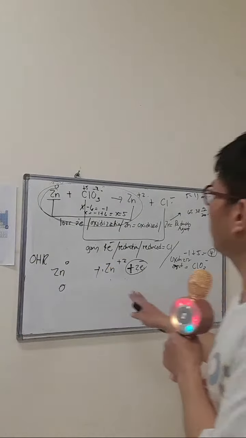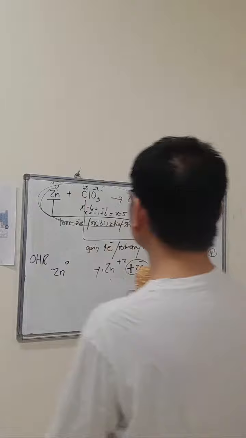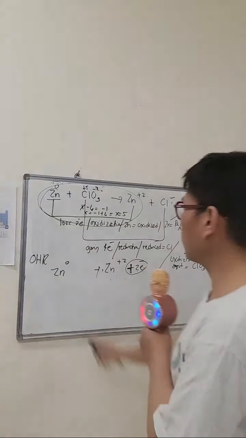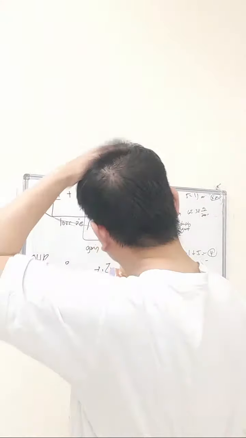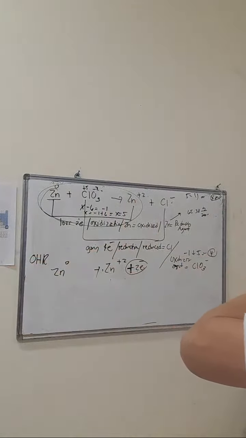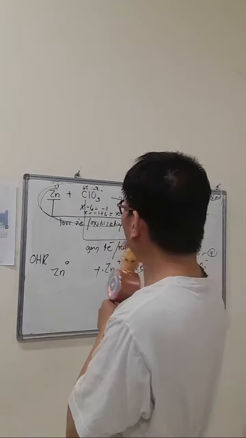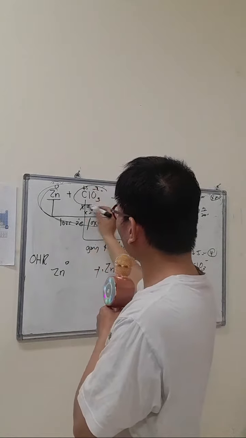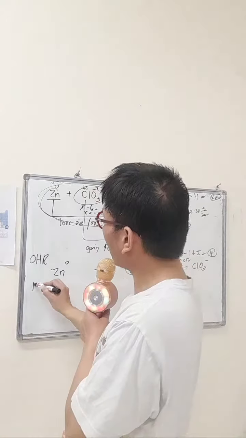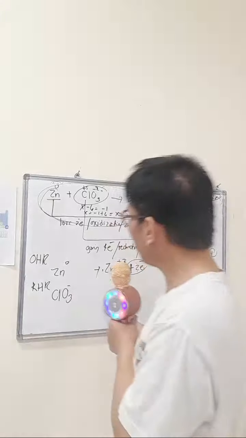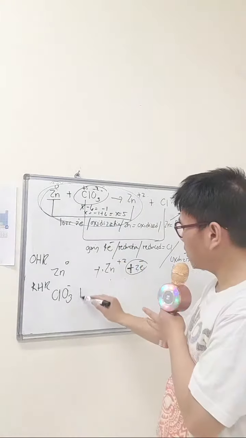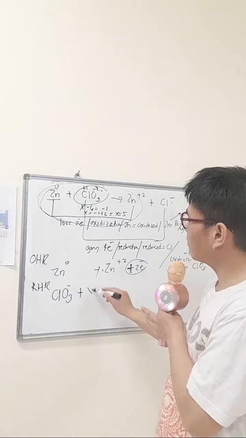You got the point? So that's the oxidation. Balance the zinc atoms. So balanced already. Now we go to the reduction, meaning the gain of electrons. When we gain electrons, of course, we need to add them to that element, or polyatomic ion, which here is chlorate. This is the reduction half reaction. So chlorate, plus electrons, plus x later.